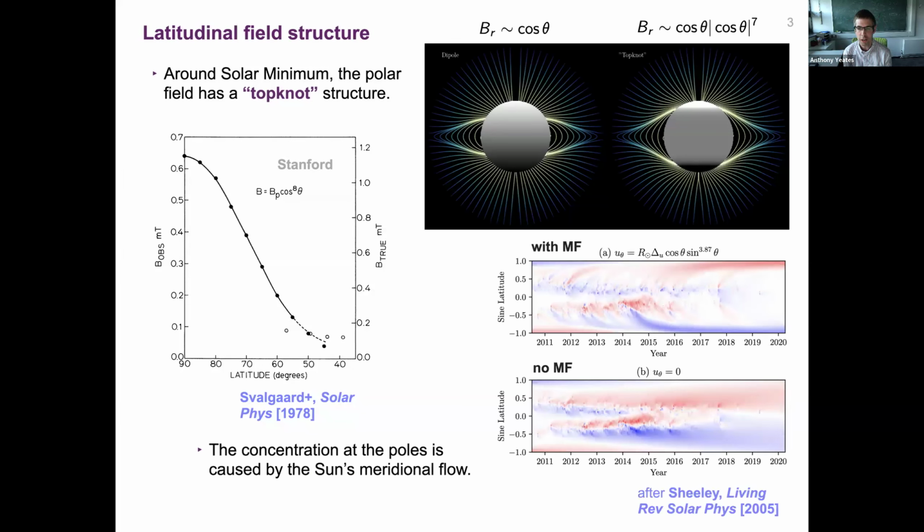Why is it concentrated like this? Well, we've known for quite a long time, since the work of I think Neil Sheeley in the 1980s, that it's caused by the meridional flow at the surface, which we've been talking about, which flows poleward.